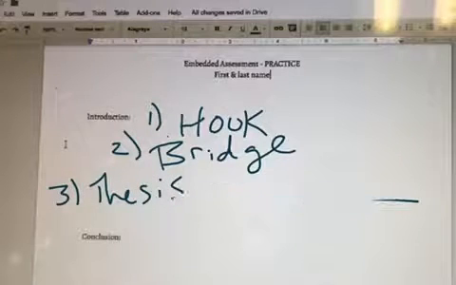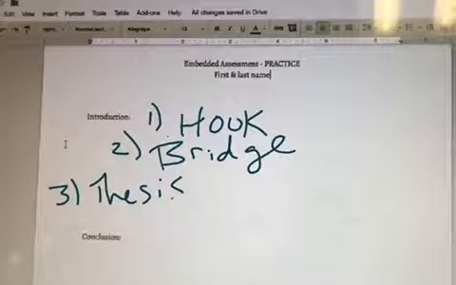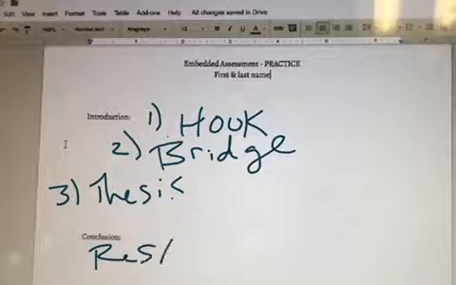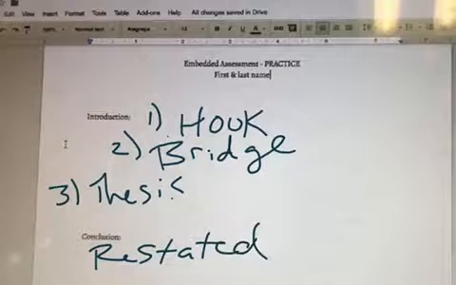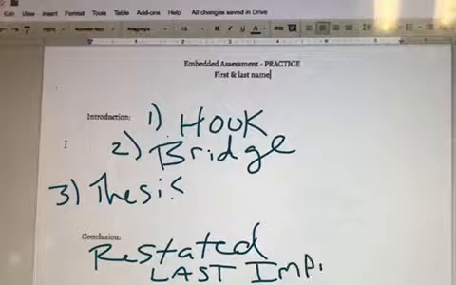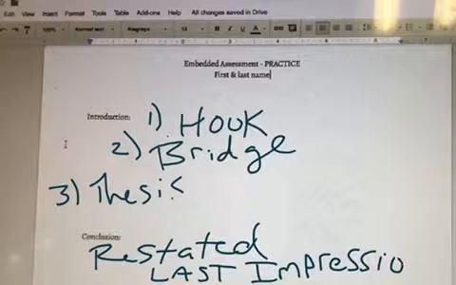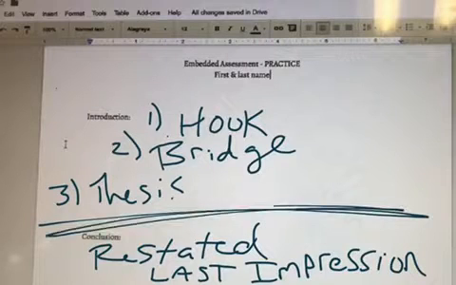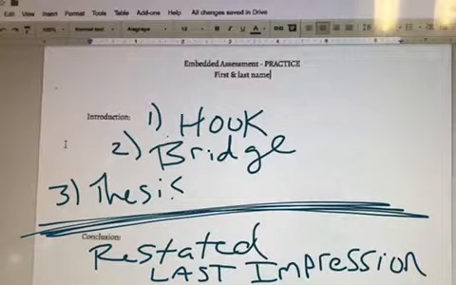Okay? That goes there. Then you'll come down here for your conclusion and you'll have your restated, right? And then you have your last impression. Okay? So there you have it. Good luck.